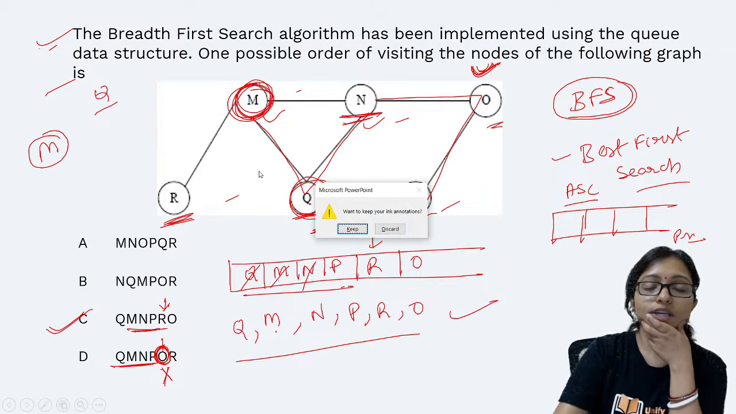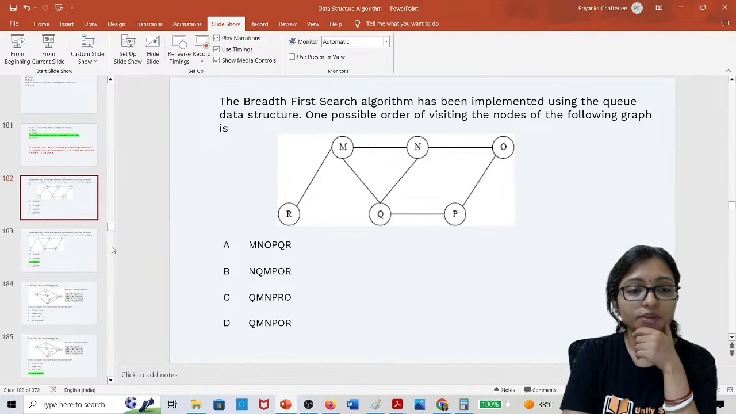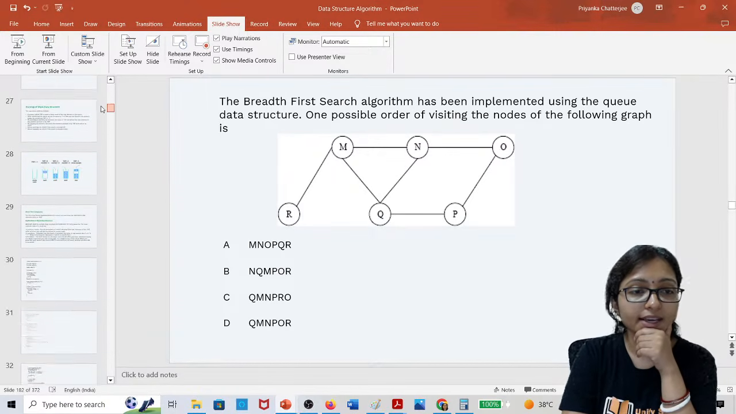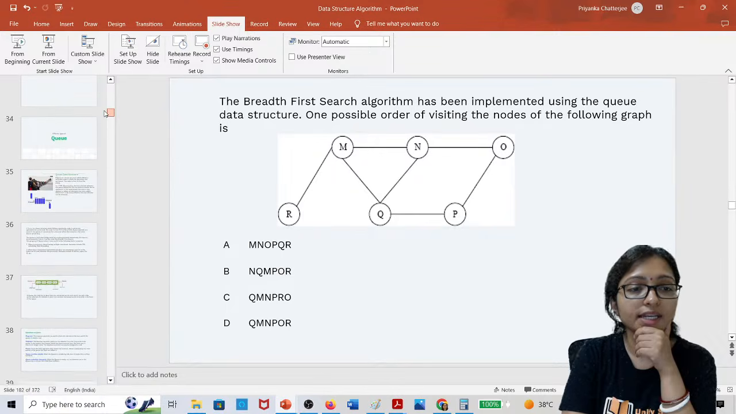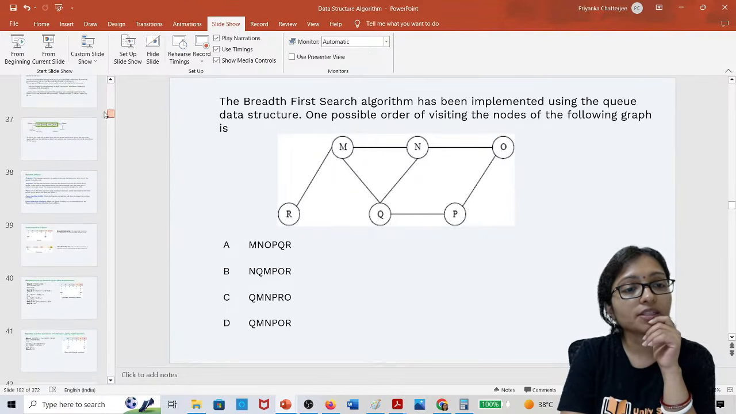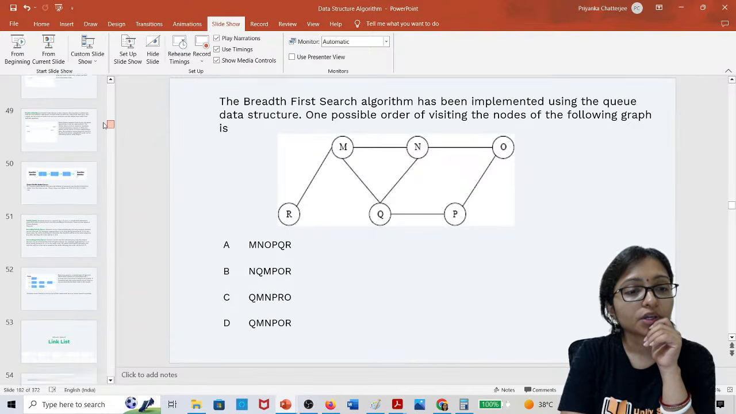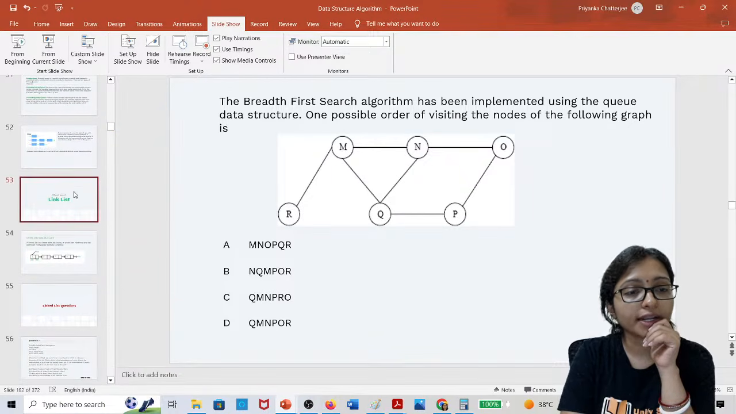So BFS and DFS are done in data structures. Now the next data structure topic is linked list. From linked list also you can highly expect questions. So let's do some questions on linked list.